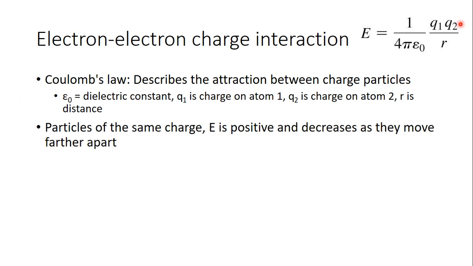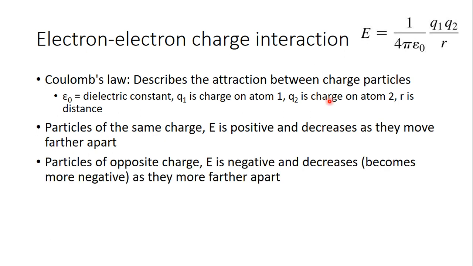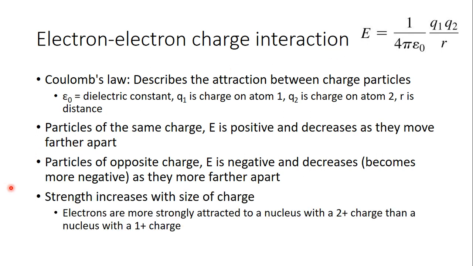Q2 is the charge on atom 2, and R is the distance. If you have the same charge, both negatives or both positives, your E is positive. You don't want positive energy, so your atoms or particles will repel. While if they're opposite charges, one positive, one negative, E is negative, that's good, and they will want to attract to make the E more negative. And the strength increases with increasing charge. If you have bigger numbers for your charges, your energy will have more repulsion or more attraction.